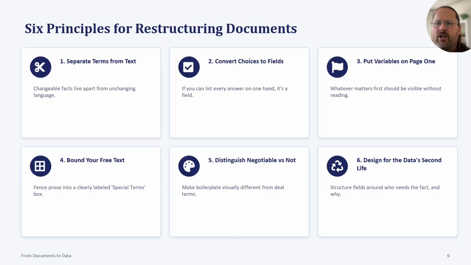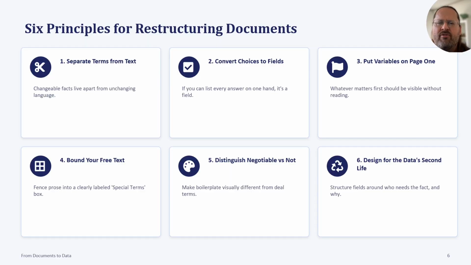Principle 2. Convert choices into finite fields, not sentences. Anywhere a decision is genuinely being made from a limited set of options, payment terms, renewal type, jurisdiction, service tier, delivery method, represent it as a checkbox, a dropdown, or a labeled field, not a handwritten or freely typed sentence. Here's a rule of thumb you can use immediately. If you can imagine listing every valid answer on one hand, it should be a field, not a paragraph.